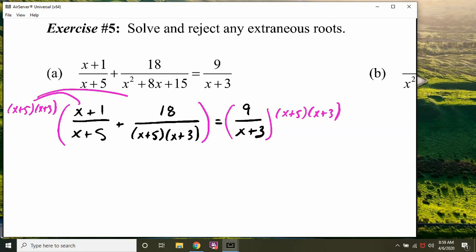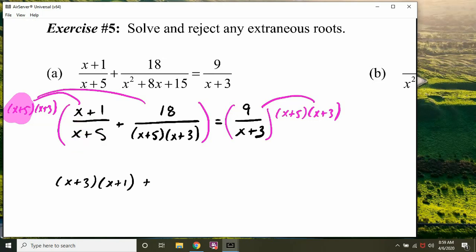Let's talk about what happens when we distribute this stuff, okay? When I distribute the x plus 5 and x plus 3 to the first quantity, the x plus 5s are going to cancel, right? They're the same. They're going to cancel, and we're going to be left with the x plus 3 times the x plus 1 that's up in that numerator.